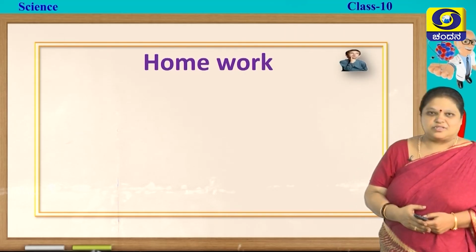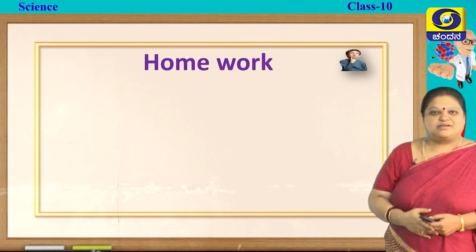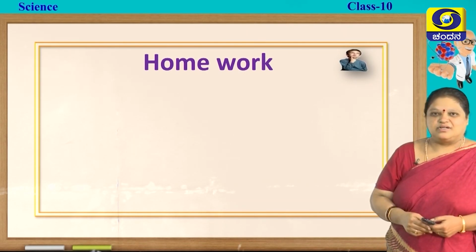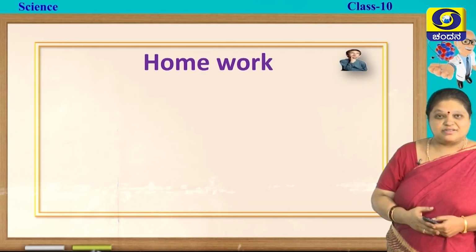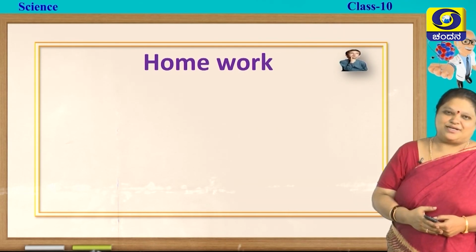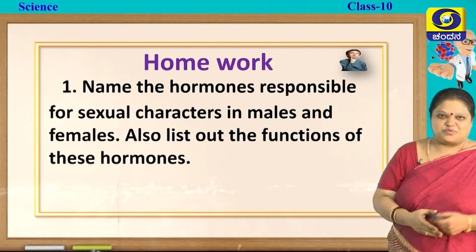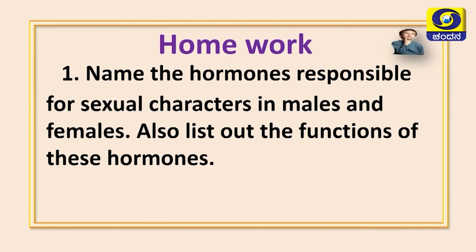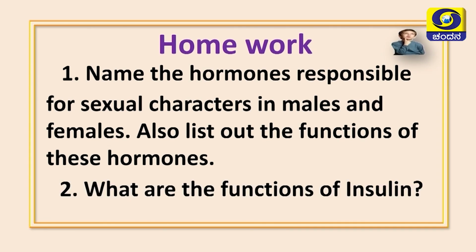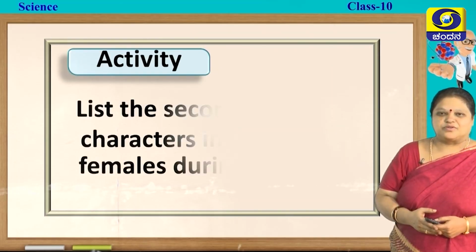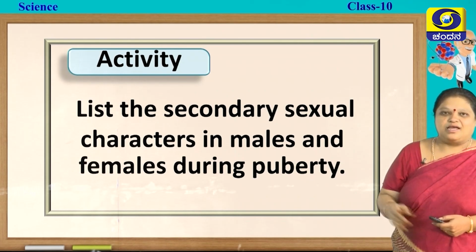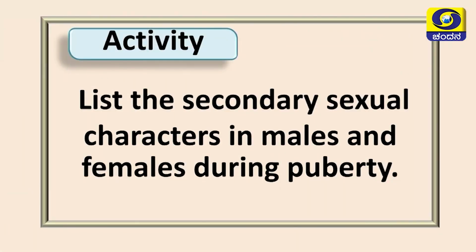I hope you understood the concepts behind these endocrine glands, how they work, what they do, and what its importance is, etc. Now we will go to a small homework. Let us see what you can do. Name the hormones responsible for sexual characters in males and females. Also list out the functions of these hormones. Next, what are the functions of insulin? Now I want you to do a small activity. List the secondary sexual characters in males and females during puberty.